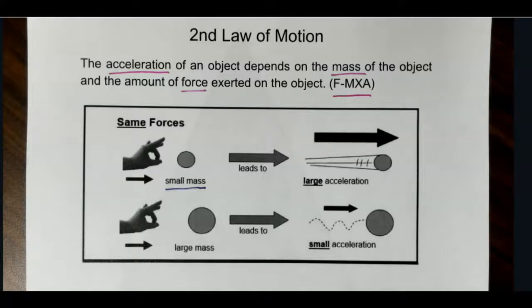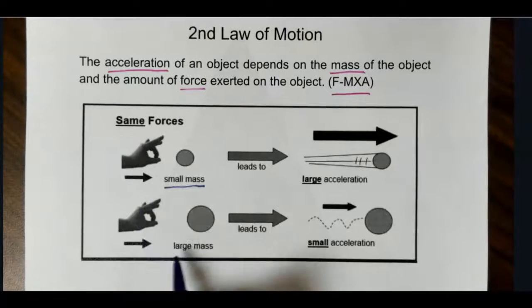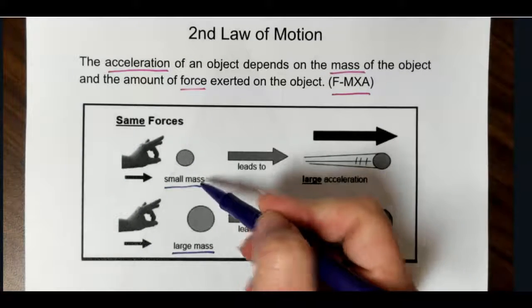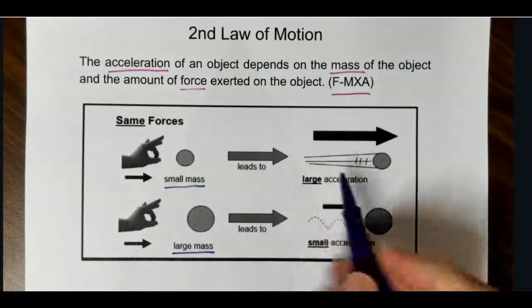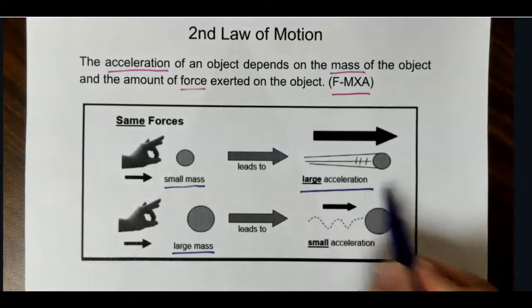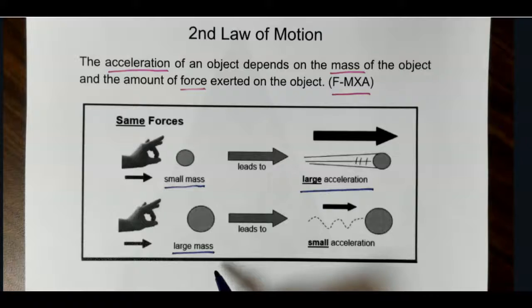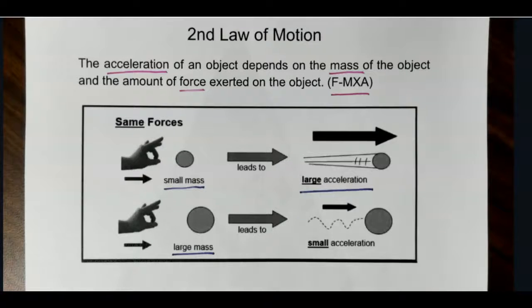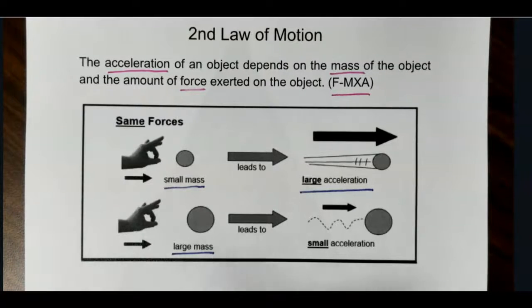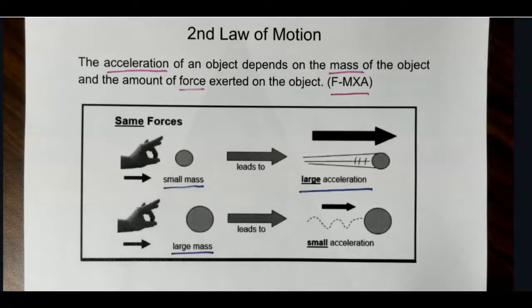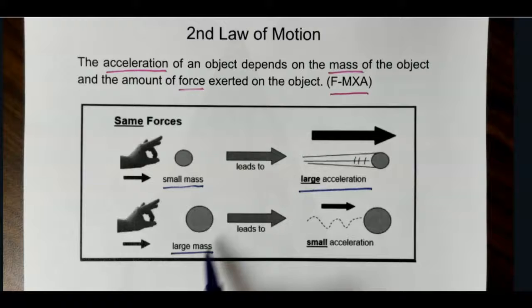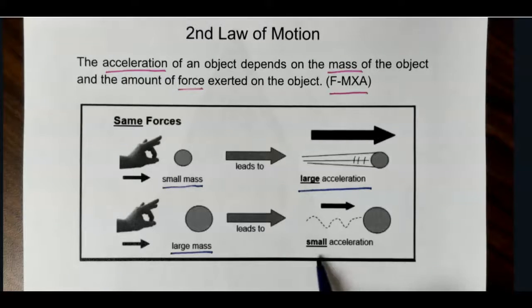So in very simple terms, if we apply the same force to objects with different mass, we have a small mass object and a large mass object. The small mass object is going to have a greater acceleration than the large mass. It's going to take us back to the first law, because remember, mass and inertia are related. So this large mass object is going to have greater inertia or greater resistance to change in motion. So it does not want to change what it's doing, so it's going to have a smaller acceleration.